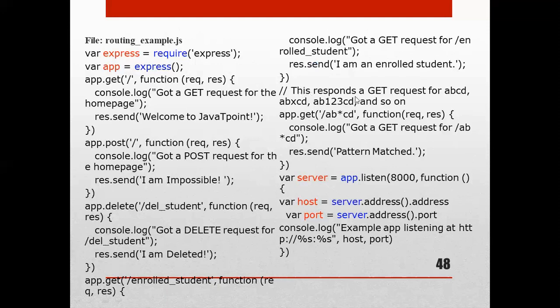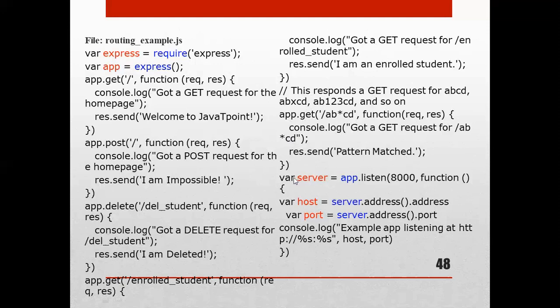Similarly, here this responds to a get request for the patterns we are using, like abcd, abxcd. Okay, so after that, app.get, we have the pattern /ab*cd. For that, the function is there, function with request comma response parameters. It prints "got a get request for this pattern /ab*cd". So it sends the message like response.send("pattern match").